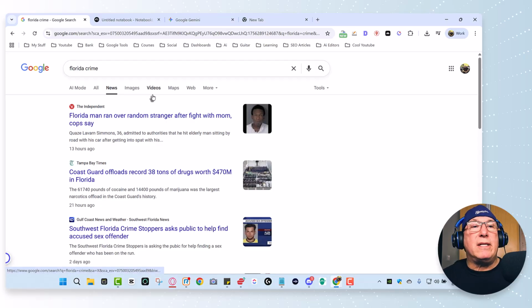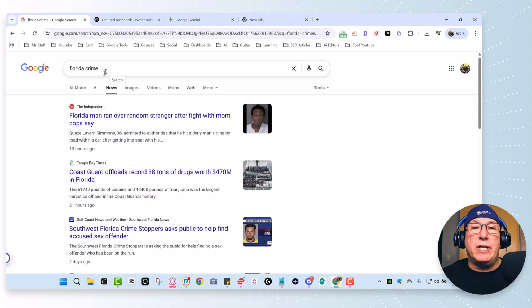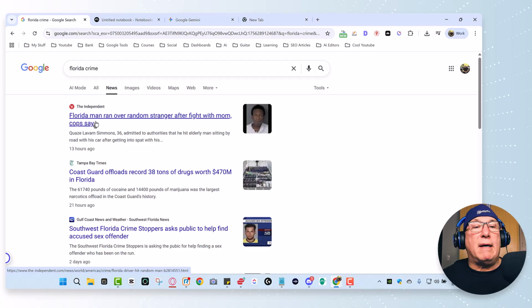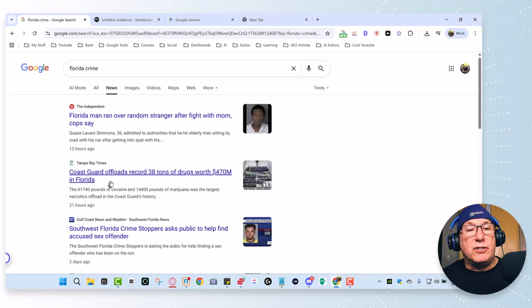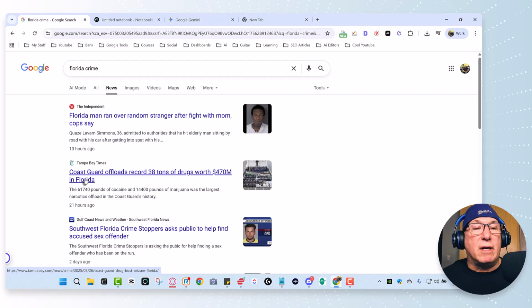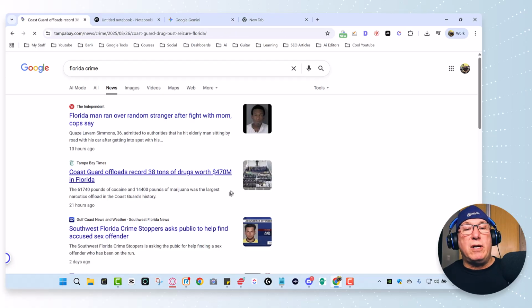All right, guys, so we'll make this real easy. What we're going to do is we're just going to come over to Google and type in Florida crime, right? Because we're using Florida criminal justice attorney, right? So we'll just type in Florida crime and we'll look at some of the news stories that just came out. Florida man ran over a stranger after a fight with his mother. It's interesting. In the Tampa Bay Times, we have Coast Guard offloads 38 tons of drugs worth $470 million. Well, you know what? That seems like that could be interesting.